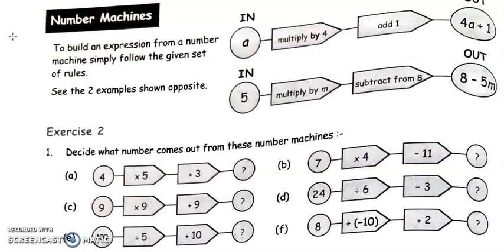We're going to be continuing our work on number machines, but we're going to take it a little bit further and look at expressions too. Okay, so we're learning to build an expression from a number machine. You simply follow the given set of rules.